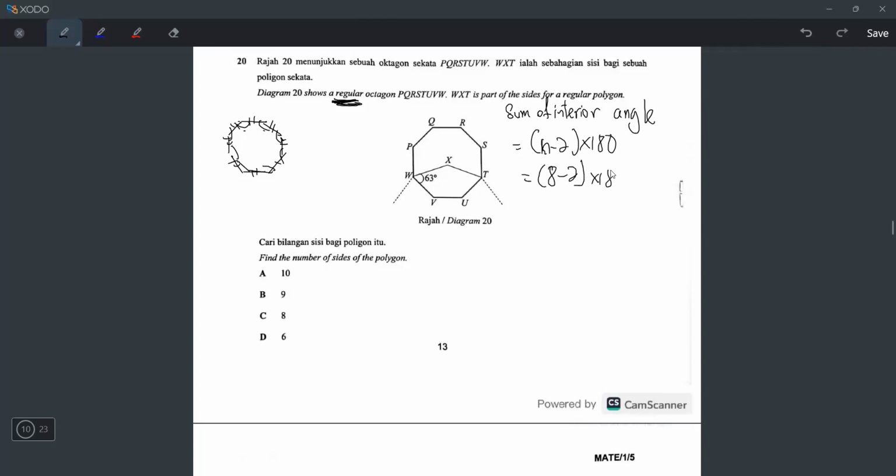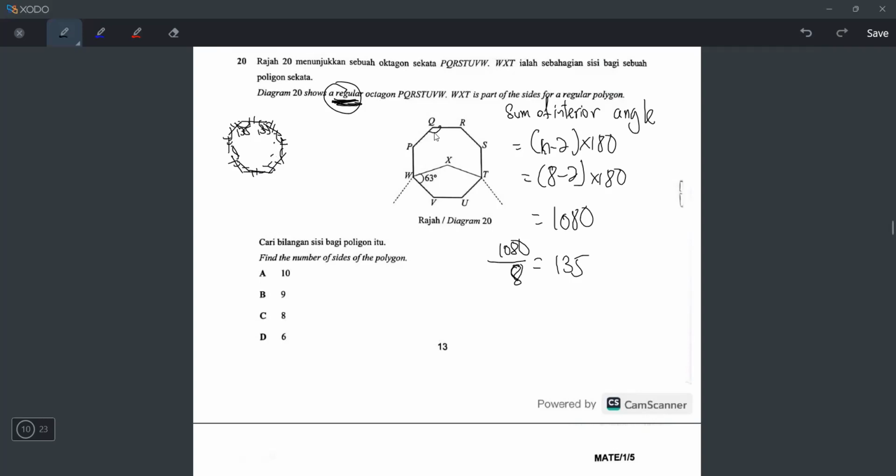So 8 minus 2 is 6. What is 6 times 180? 6 times 180. I got 1080. But this 1080 is the sum of interior angles. It means the sum, every angle added together is 1080. So we will take this 1080 divided by 8. Why can we divide by 8? Because it's regular. That's why I can divide. Because if it's regular, it means they are all the same size. They are all equal size. That's why you can divide. Okay. So what happens when you divide by 8? You get 135. It turns out all these values are 135, 135, 135, 135, 135, all 135.